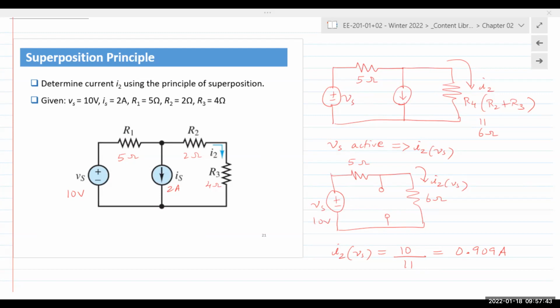Any questions? Any questions at all? So again, remember to redraw the circuit, because the circuit always changes, right? When you remove a component or you add a component, the circuit's always going to change. So the analysis that you perform is going to change.